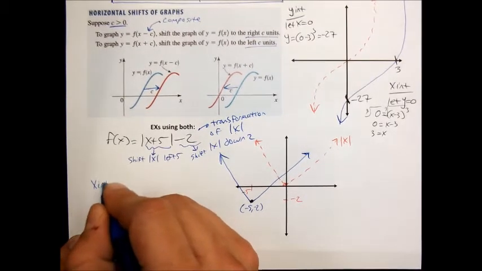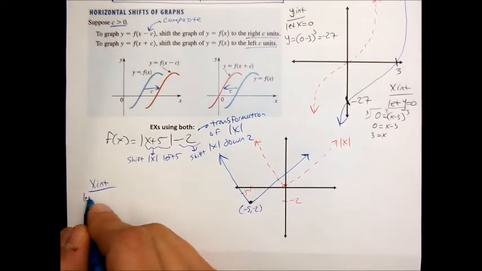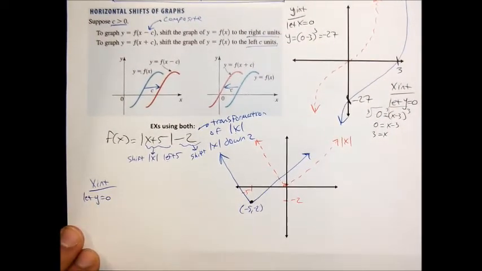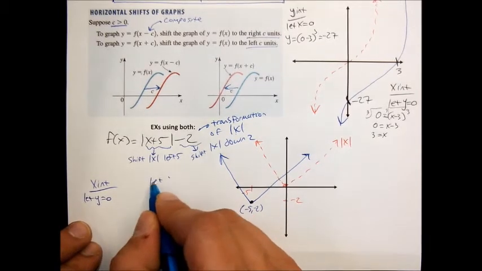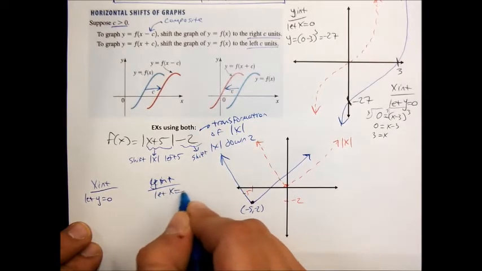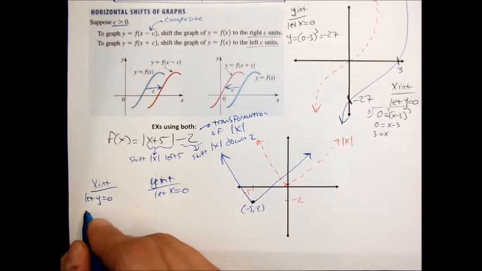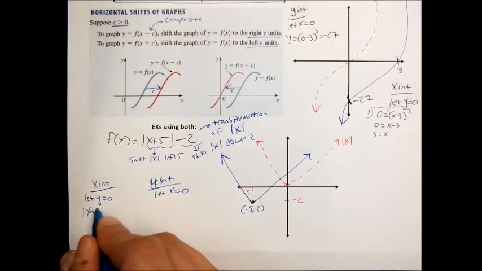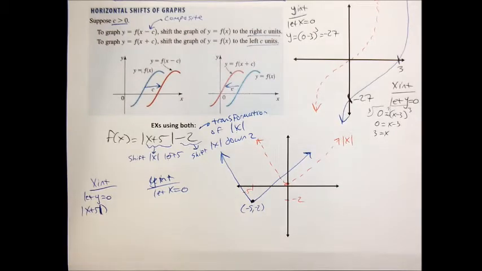So the x-intercept, you let y equal 0 and solve for x. And for the y-intercept, you let x equal 0 and you solve for y. Oops, I forgot to write y-intercept. And so when I let y equal 0, I'll do that one first. You have the absolute value of x plus 5, minus 2 equals 0.